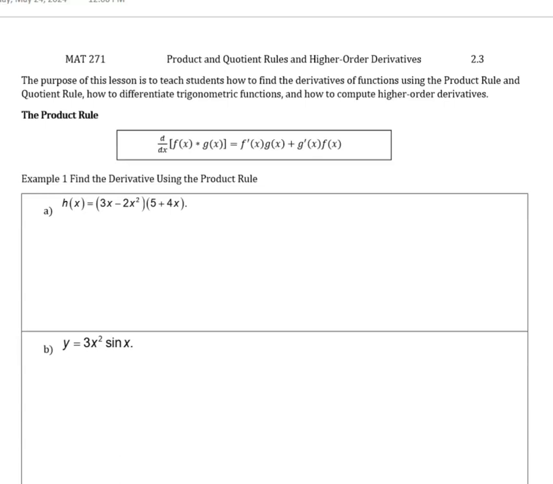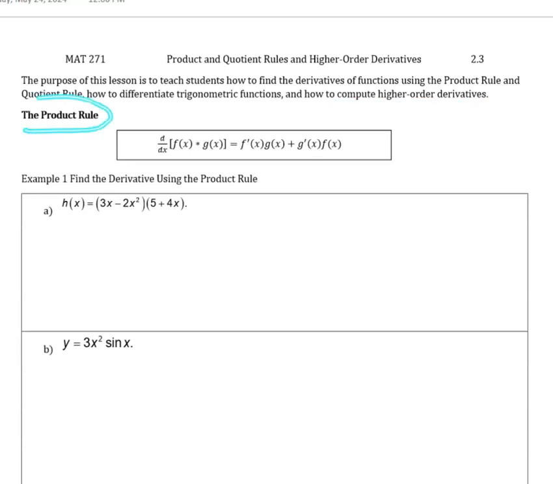In this lesson, we will learn how to take the derivative of functions that involve products or quotients. We will also learn how to differentiate the four other trig functions. We've only seen sine and cosine so far. And then finally, we will start taking second, third, and fourth derivatives.